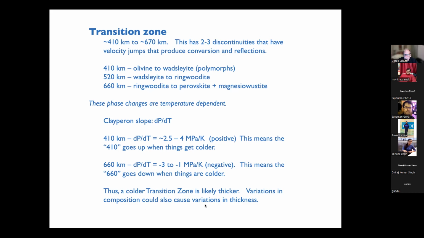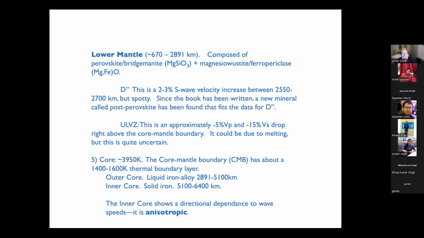Variations in composition could also cause variations in thickness. All right, and then the lower mantle. So this goes from 670 kilometers depth to 2891 kilometers depth, where we intersect the core. It's composed mostly of perovskite, which is now called bridgemanite, and then magnesiowustite and ferropericlase. Perovskite is the dominant mineral in the earth. So if I ask you what mineral dominates in the earth by volume or by mass, it's perovskite or bridgemanite.